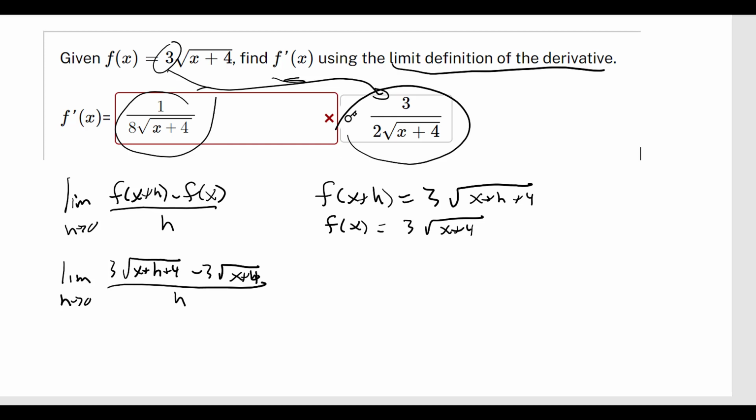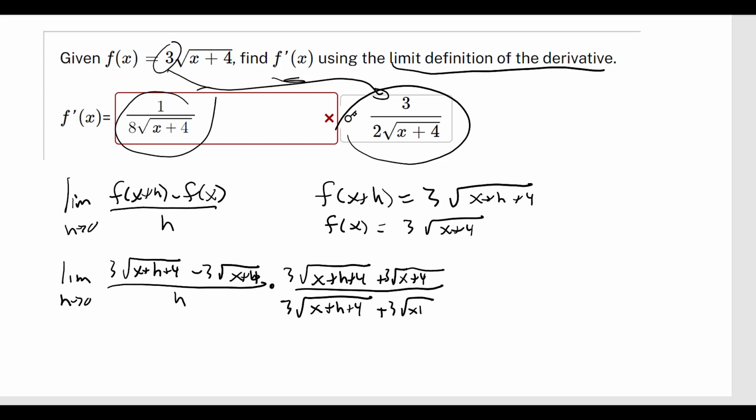And so the way we deal with this is we come up with the 3 times the square root of x plus h plus 4 plus 3 times the square root of x plus 4, all over 3 times the square root of x plus h plus 4 plus 3 times the square root of x plus 4. So again, we're essentially multiplying by 1, and we have the conjugate there.